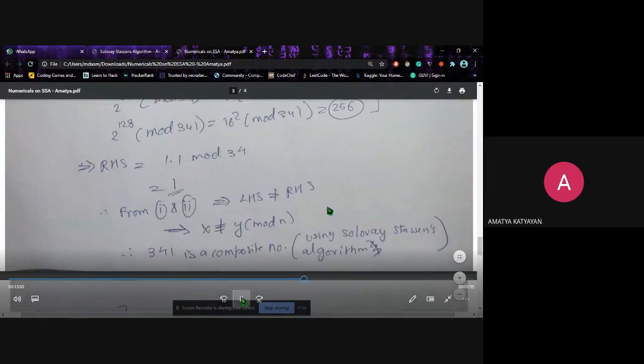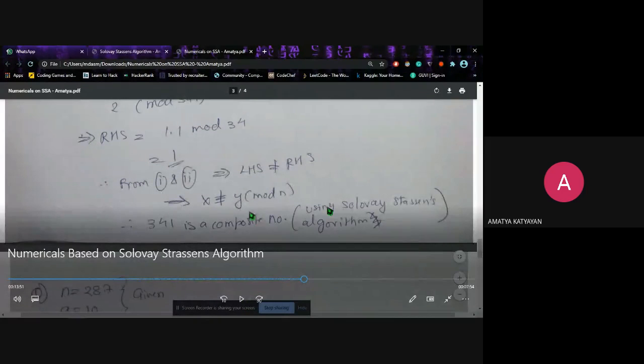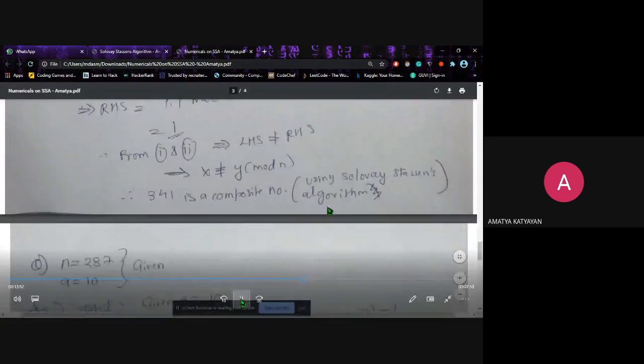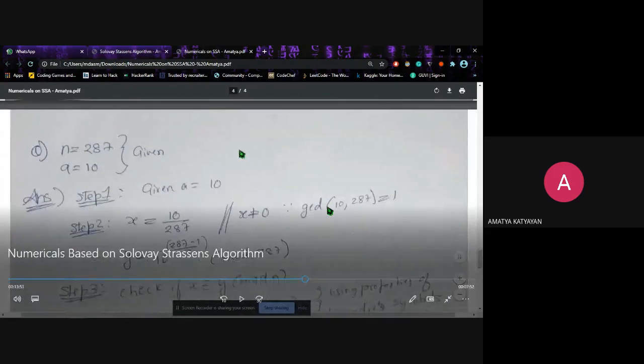And also, if you want to check, 341 is not prime. Its factors are 11 and 31. 11 into 31 is 341, so 341 is a composite number. So the answer we obtained before is correct. Like that, we can check if we know the factors.